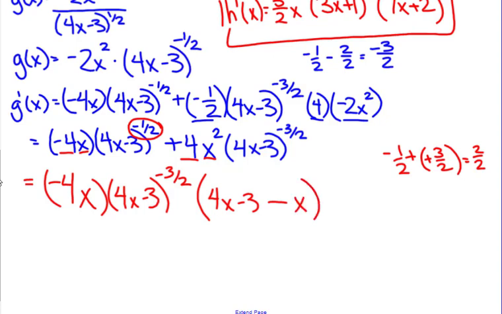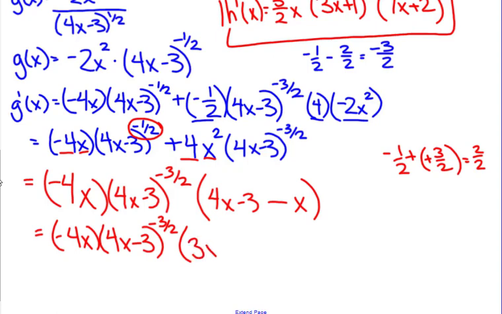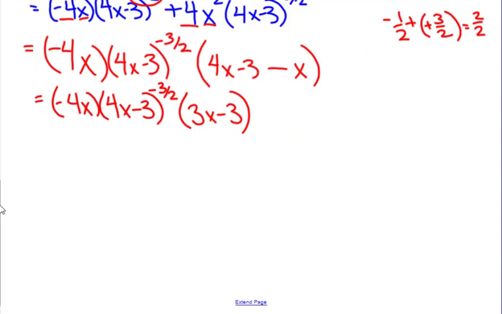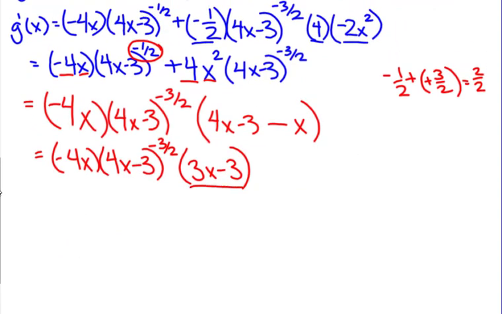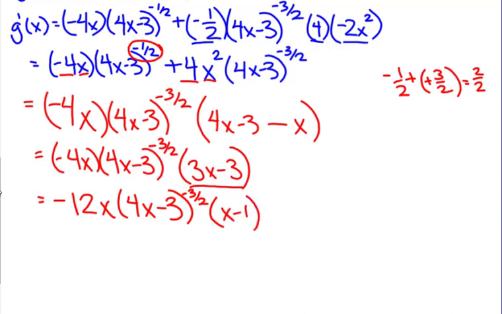And so now if we continue simplifying, my g prime of x is going to be negative 4x, (4x minus 3) to the negative 3 over 2. And what do I have here? 3x minus 3. Ooh, this is actually interesting. If we look at that last term, we actually have a common factor of 3. We also want to take that common factor out. So if I take out the 3, I now have negative 12x, (4x minus 3) to the power of negative 3 over 2, and I'm left with x minus 1.